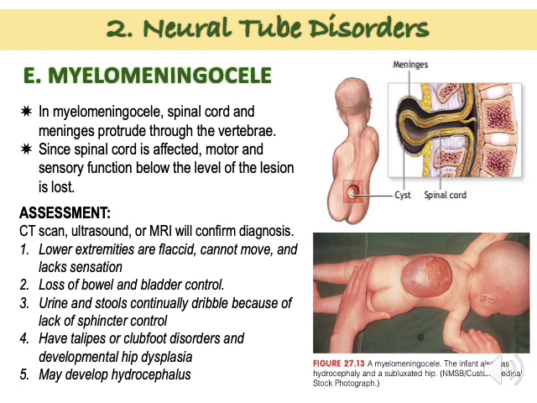There could be loss of bowel and bladder control. Urine and stools continually dribble because of lack of sphincter control. And they have talipes or clubfoot disorders and have developmental hip dysplasia. Fifth one, hydrocephalus, can be seen in both myelo and meningo.